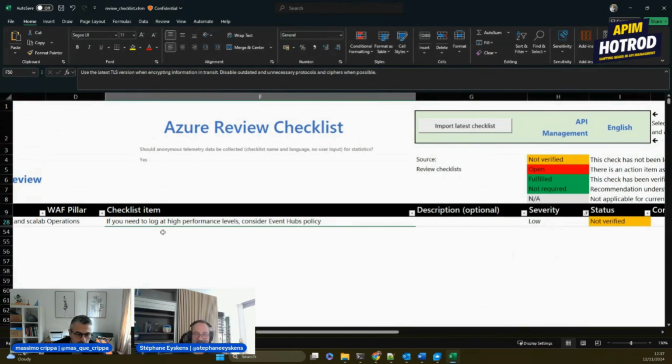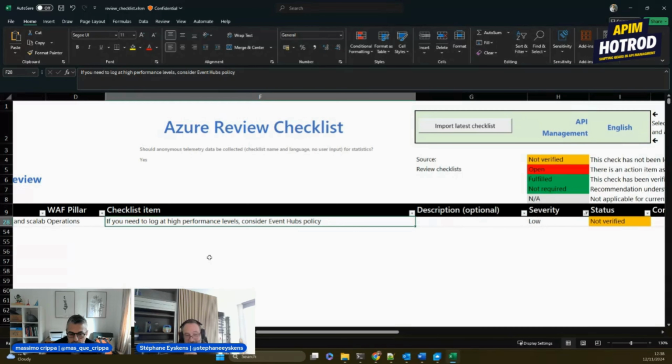There is only one low one. Let's see what it is. If you need to log at a high performance level, consider Event Hub policy. So this is if you want to log into Event Hub, which is one of the extensibility points, right? So the way you can asynchronously stream out information to a technology that is suited to support that kind of traffic.